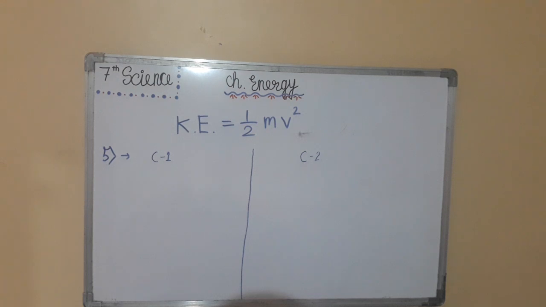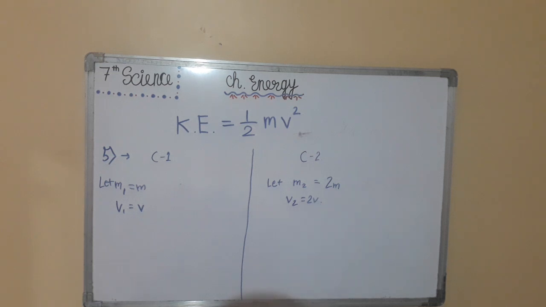In case 1, let m, mass 1, be m, and in case 2, let m2, mass 2, be 2m. And again in case 1, the velocity 1 will be v, and in case 2 the velocity will be v2 is equal to 2v.